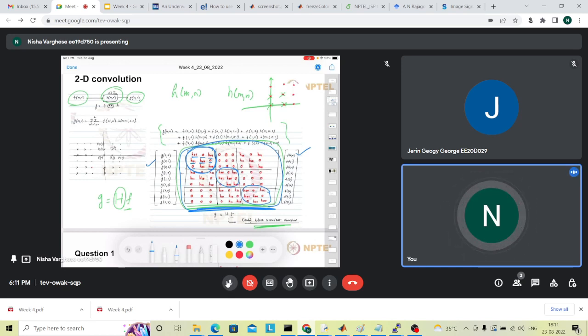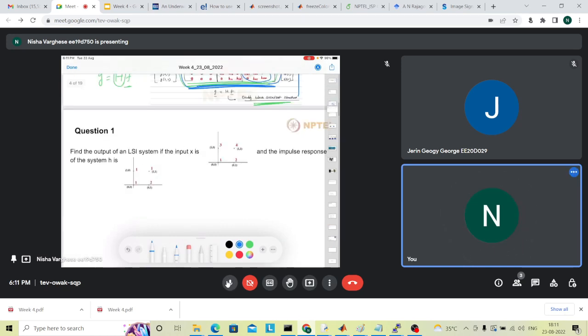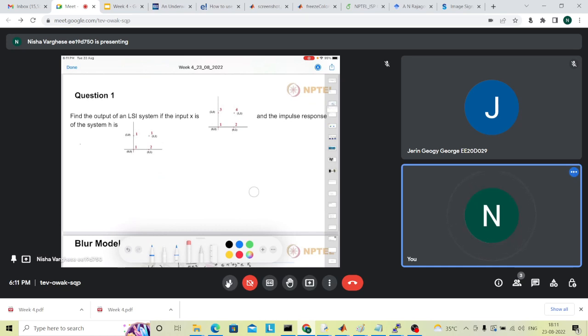So as an example, question 1 is: find the output of an LSI system if the input is given. So f is given here and h is given. So you have to find out g. So the g vector will be like what? A circular matrix. H00 is 1, right? So 1, 0, 2. Then the circular version: 2, 1, 0, 0, 2, 1.